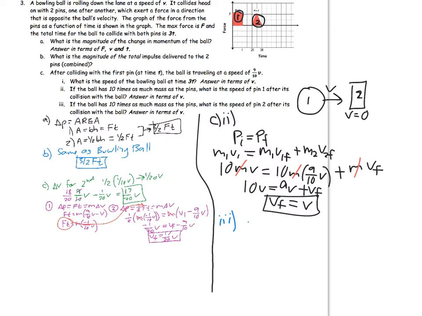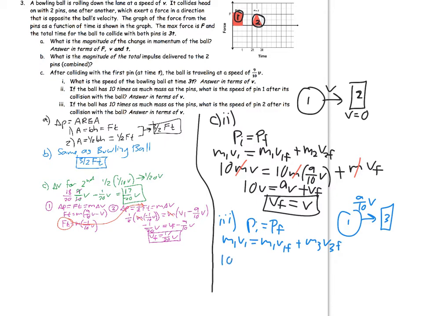For the last one, I'm going to set up conservation of momentum once again, but now I'm going to be thinking about the bowling ball colliding with, we'll call it object 3 here, the second pin, and now the bowling ball is only moving at a speed of 9/10 v. So we set up our conservation of momentum once again, so m1 v1 initial equals m1 v1 final, plus, I'll call it just m3 v3 final. And that's the velocity we're ultimately looking for.